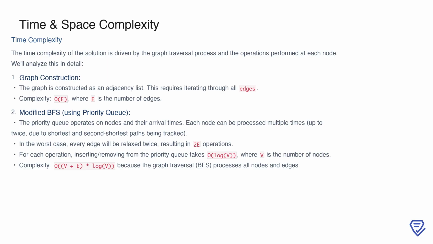In this approach, the priority queue is central to the traversal process. Each node can be processed up to twice since we are tracking both the shortest and second shortest paths. This means that in the worst case, every edge will be relaxed twice, leading to 2e operations. For each operation in the priority queue, the insertion or removal of nodes takes O(log v), where v is the number of nodes. Combining these, the graph traversal, which processes all nodes and edges, results in an overall complexity of O((v + e) * log v).